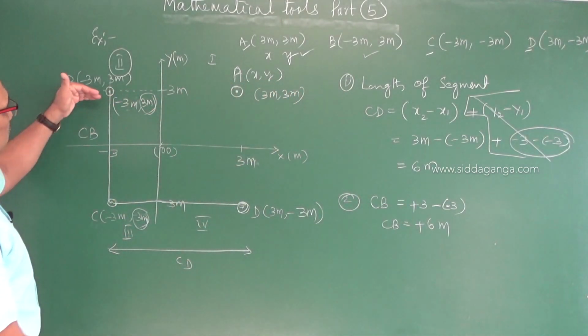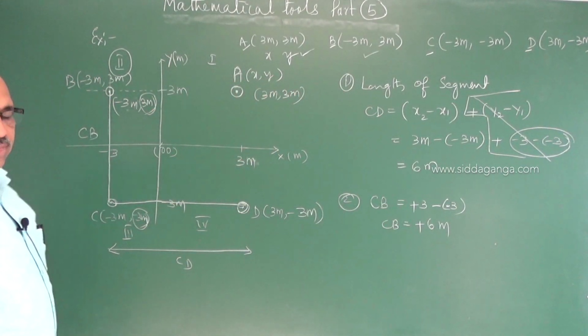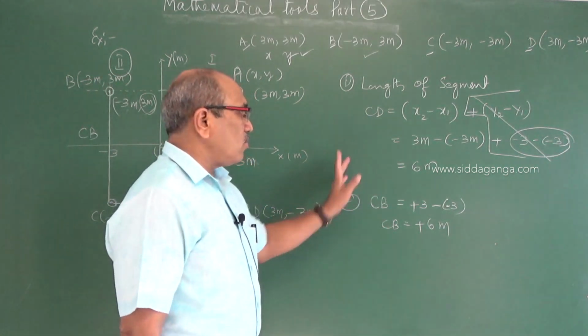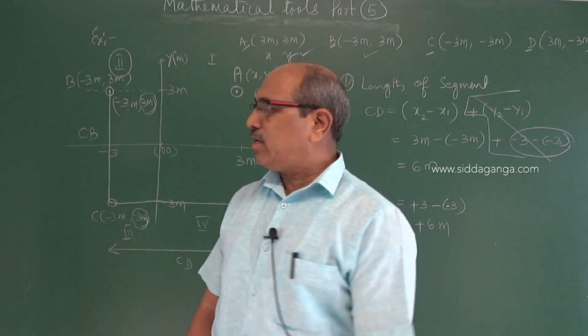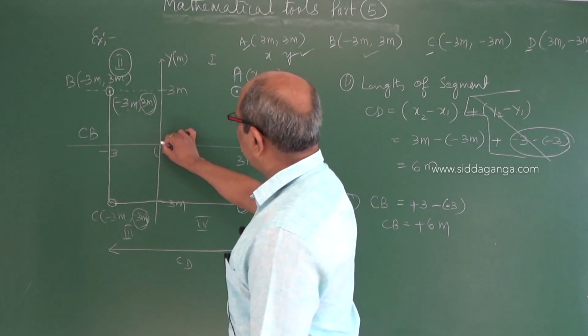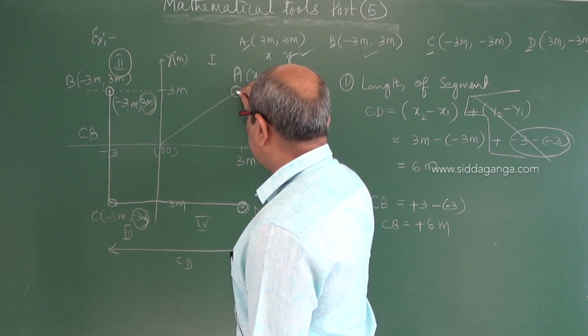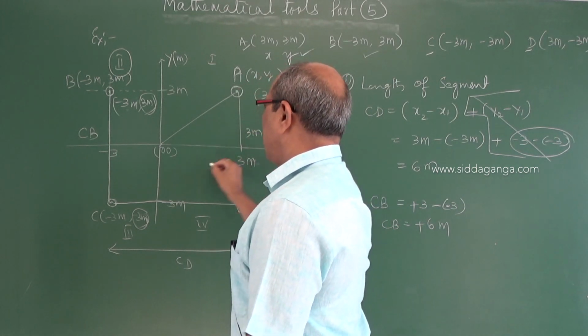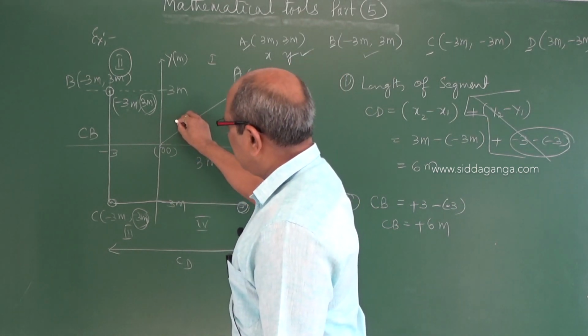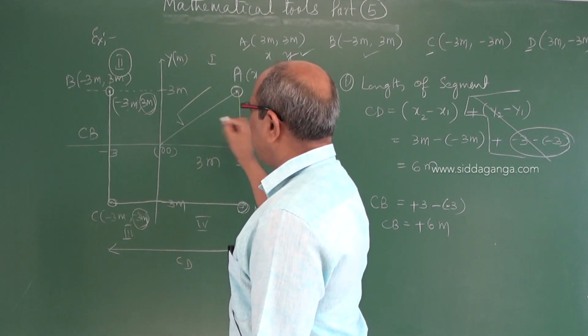CB, we measured from B to C, length is CB, right. So you got the length of this segment. Similarly, I showed from the origin also simultaneously changes. In the previous section, we discussed this is 3 meter and this is 3 meter. With the square root, Pythagoras theorem can be applied.